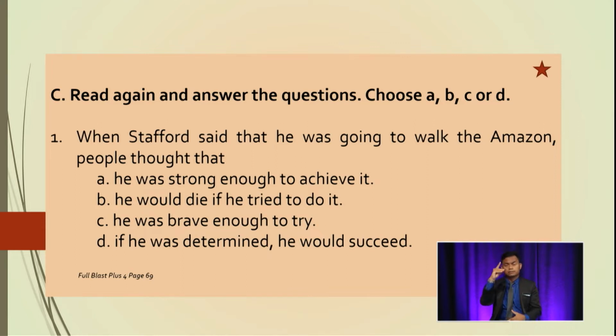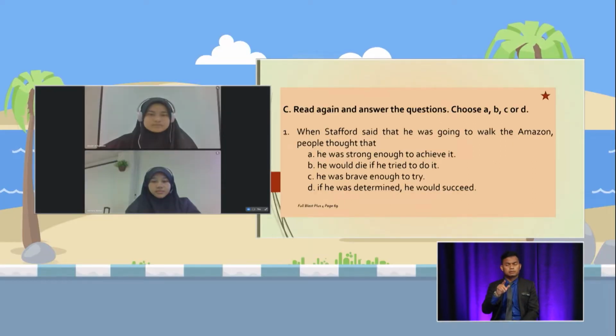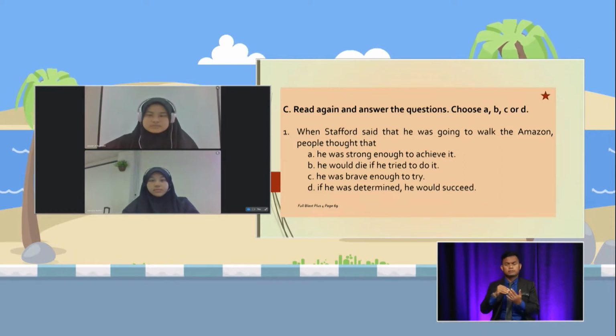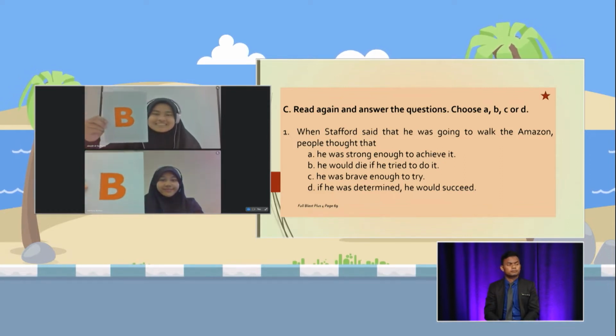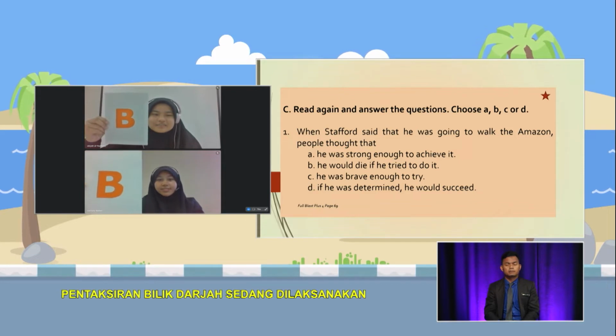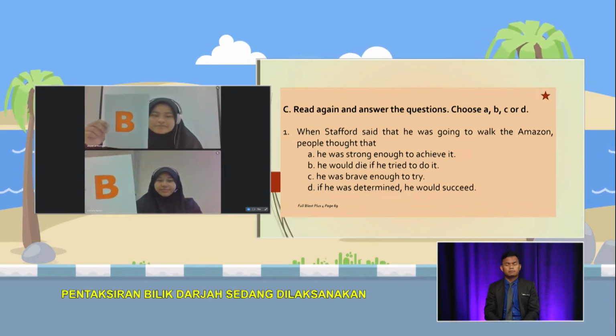When Stafford said that he was going to walk the Amazon, people thought that A, he was strong enough to achieve it. B, he would die if he tried to do it. C, he was brave enough to try. And D, if he was determined, he would succeed. So, Adriana and Aisha, which would you choose as the answer? So both selected B. He would die if he tried to do it.